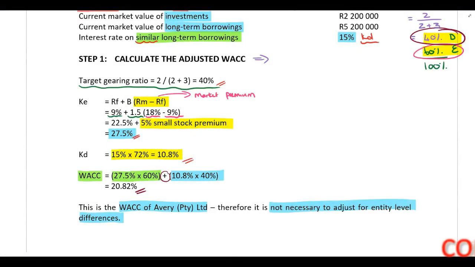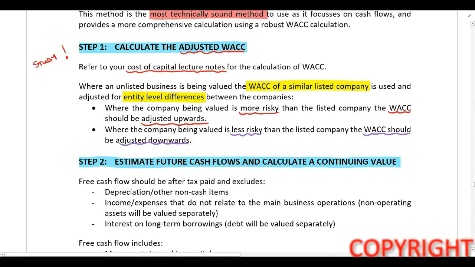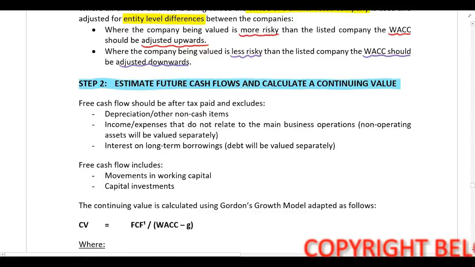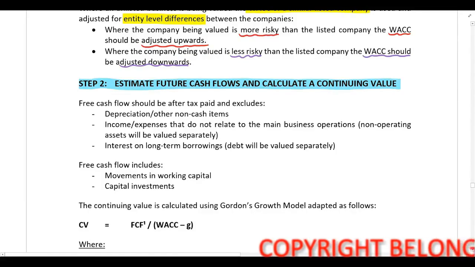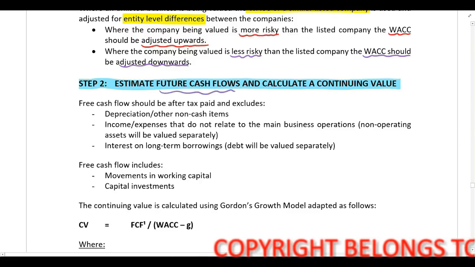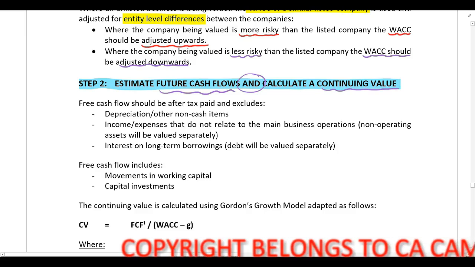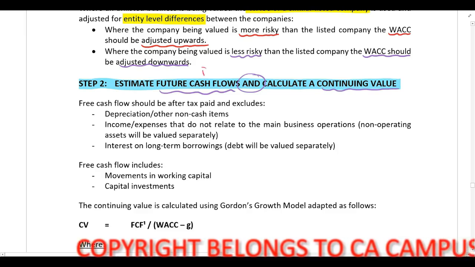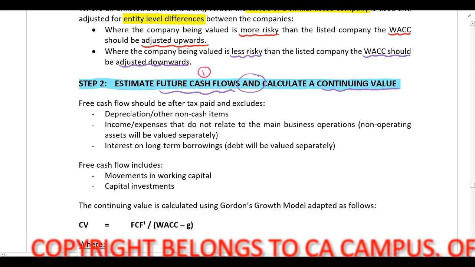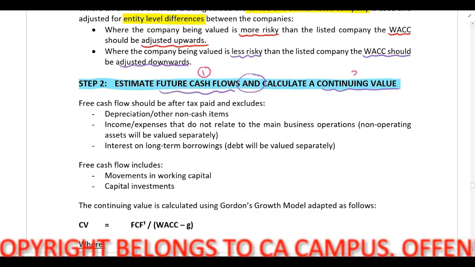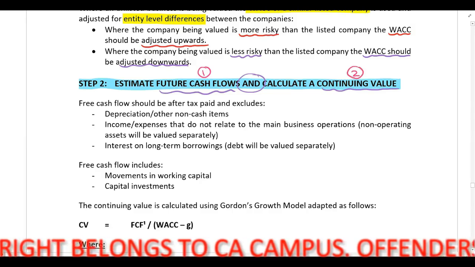We can now move on to step 2. Go back to the framework that I provided you with. In step 2, we need to estimate our future cash flows and we need to calculate a continuing value. So first we are going to estimate our future cash flows and then we will calculate the continuing value.